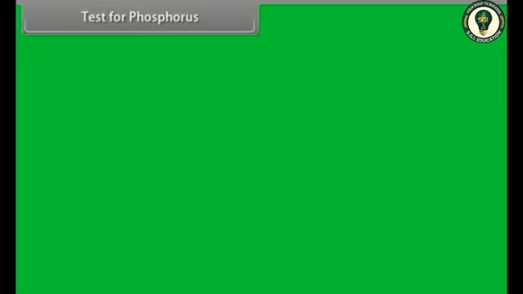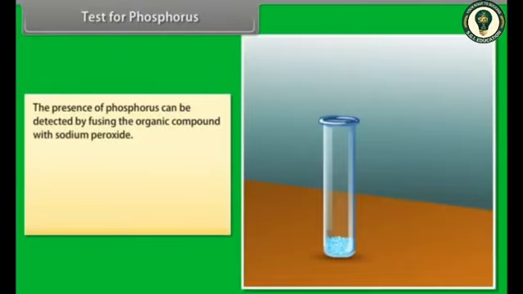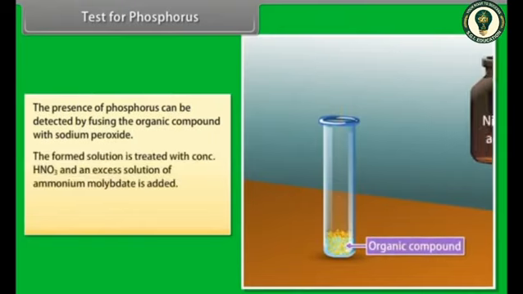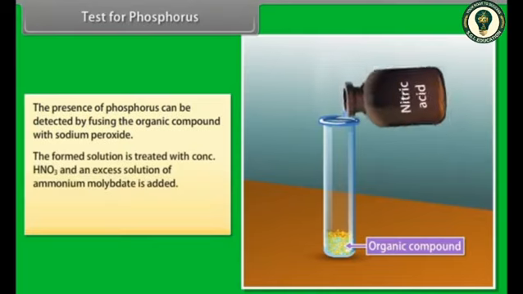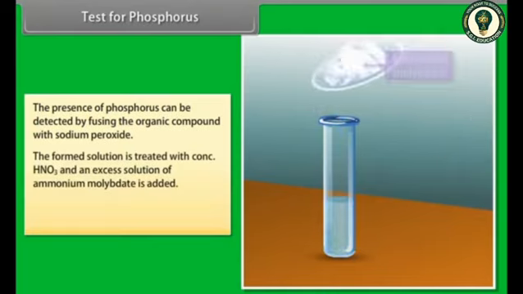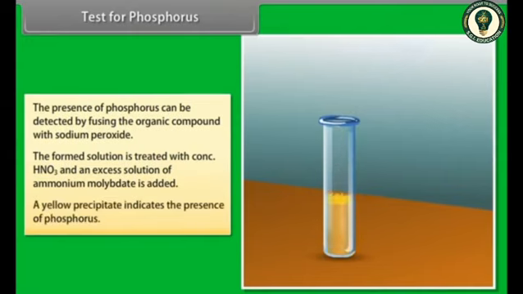Test for phosphorus. The presence of phosphorus can be detected by fusing the organic compound with sodium peroxide. The formed solution is treated with concentrated HNO3 and an excess of ammonium molybdate solution is added. A yellow precipitate indicates the presence of phosphorus.